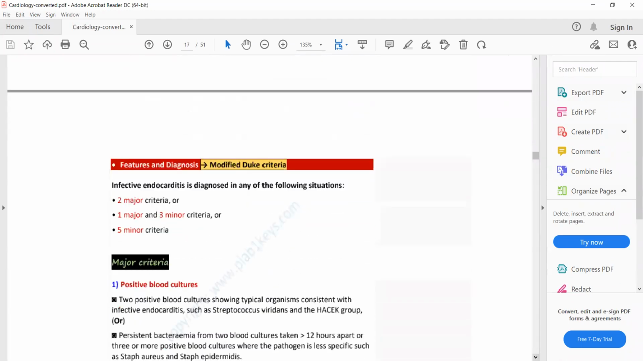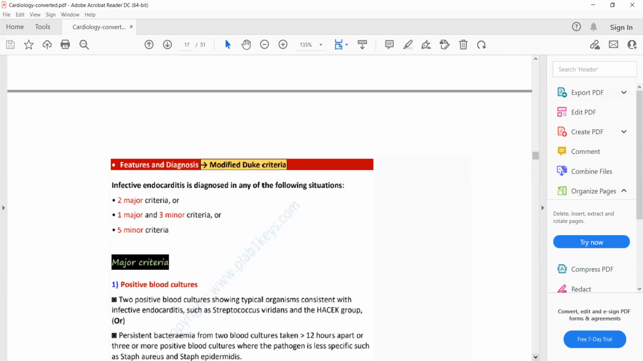Now, how are we going to diagnose a case of infective endocarditis? Infective endocarditis is diagnosed on the basis of the modified Duke criteria. What is the modified Duke criteria? For the diagnosis of infective endocarditis, either two major criteria should be present, or one major and three minor criteria should be present, or five minor criteria should be present. What are the two major criteria for the diagnosis of infective endocarditis?